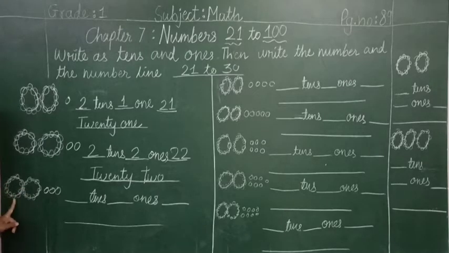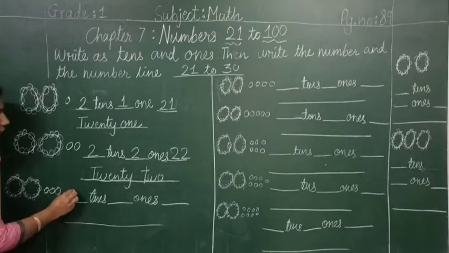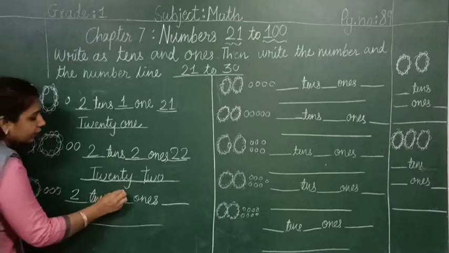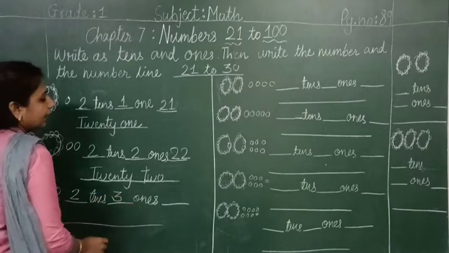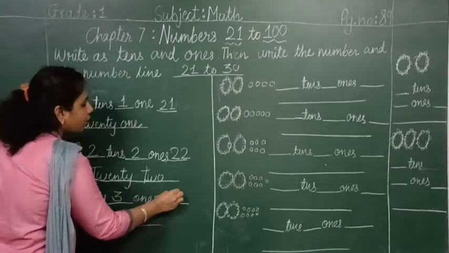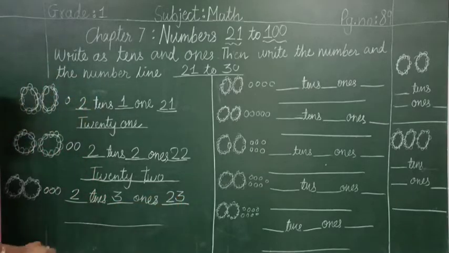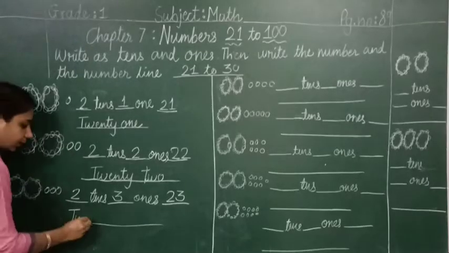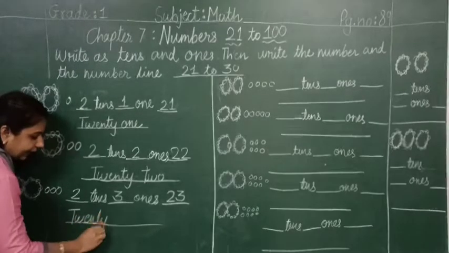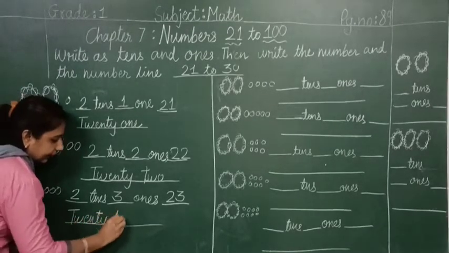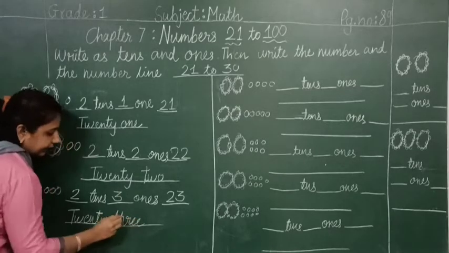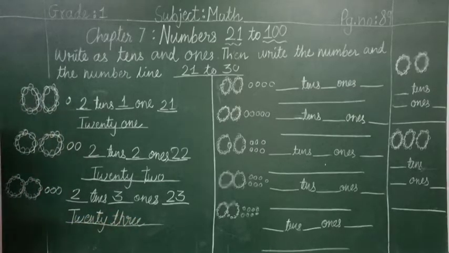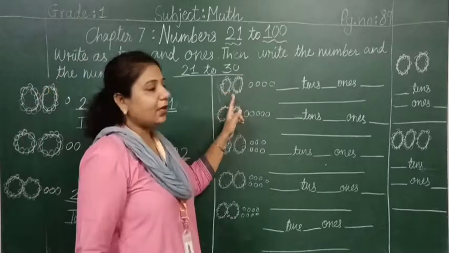After that, 2 tens and 1, 2, 3 ones. So how will you write? 2 tens and 3 ones. It makes 23. How will you write the spelling? T-W-E-N-T-Y, 20, T-H-R-E-E, 23.